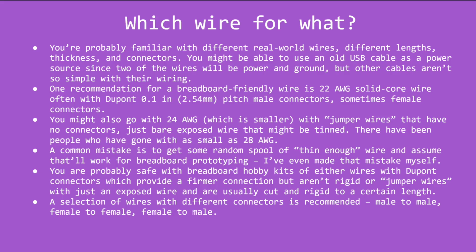Typical breadboard friendly wires are usually 22 or 24 gauge with a solid core and often a DuPont connector with a 0.1 inch or 2.54 millimeter pitch connector, either female or male. Jumper wires are usually 24 gauge, they're less flexible. They're cut to a specific length with tinned ends. Either one can work for a breadboard.